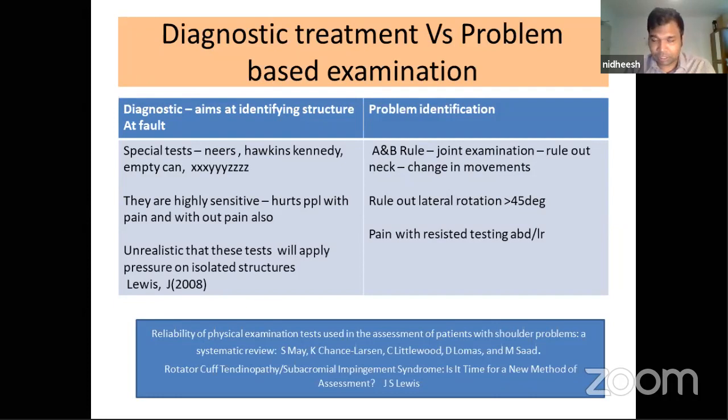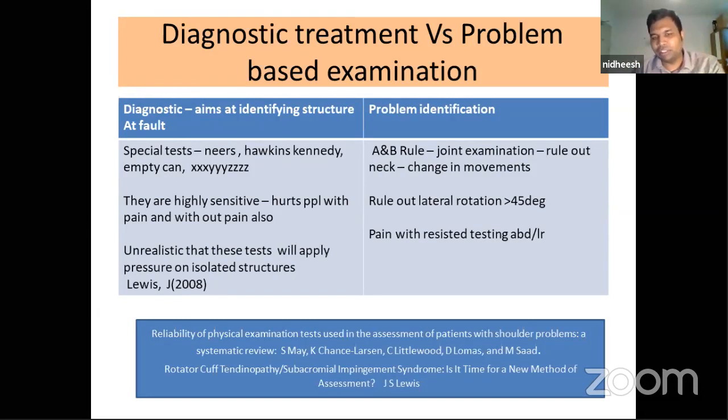So as a sign for the test to be positive, pain can be in people with problems and without problems, considering the way that tests are designed. And it is unrealistic that the tests will apply pressure on isolated structures. For example, we are doing a certain test and we assume that that test can only put pressure on a certain structure, which is really untrue, because we have some really good studies.